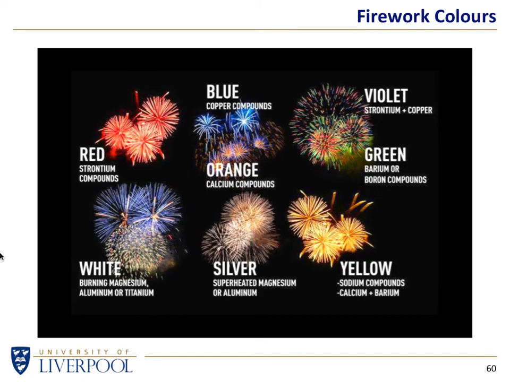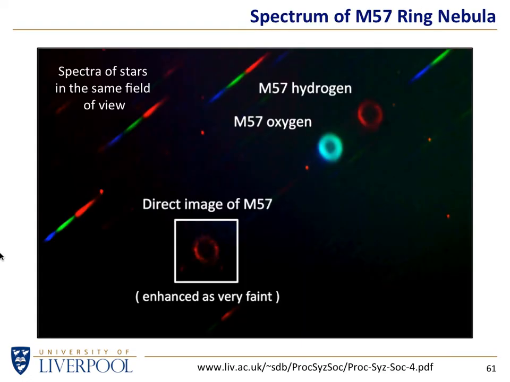And it allows us to color fireworks. If we put sulfur into a firework, the firework looks yellow. If we put copper into a firework, we get blue fireworks. If we put strontium in, we get red. The colors correspond to the atoms because each atom has a fingerprint.